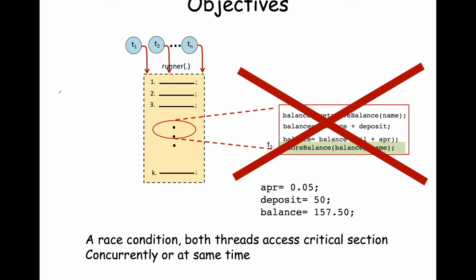And this is called a race condition. Both threads are accessing this critical section, this snippet of code that both modify this balance variable. It's being accessed by both threads, T1 and T2, either concurrently, which is in the case of a context switch, or by running these threads on different CPUs in a multi-core, multi-processor system, where they're physically executing at the same time.